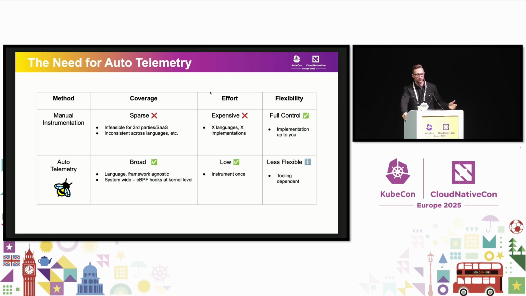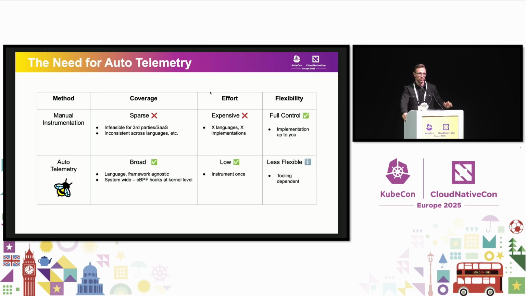So for the manual instrumentation, the coverage tends to be sparse. For third-party applications and SaaS, it's often infeasible. Unless you can change the code, you can't instrument it. Or for SaaS tools, you're talking to it over the internet, and so you have no control there unless they provide an interface. It also tends to be inconsistent as you have more programming languages and tools you have to support. Comparing that to the eBPF case, the coverage tends to be very broad.